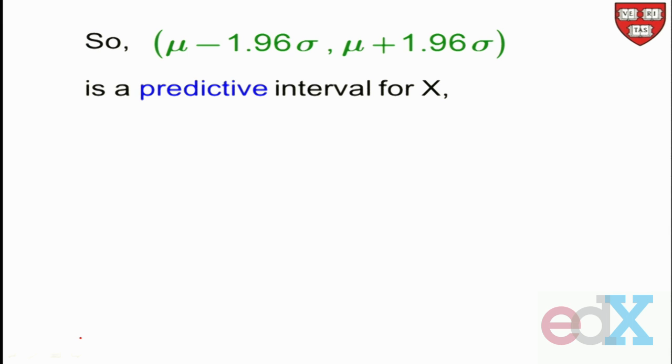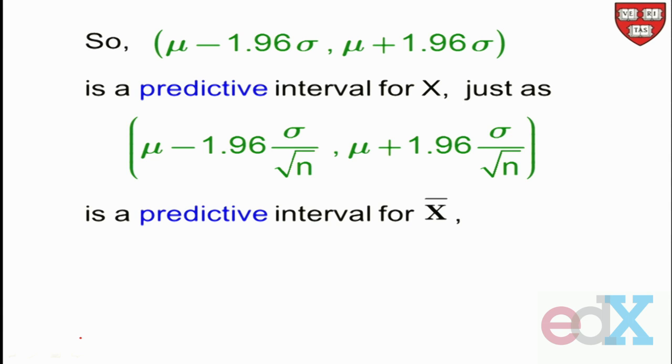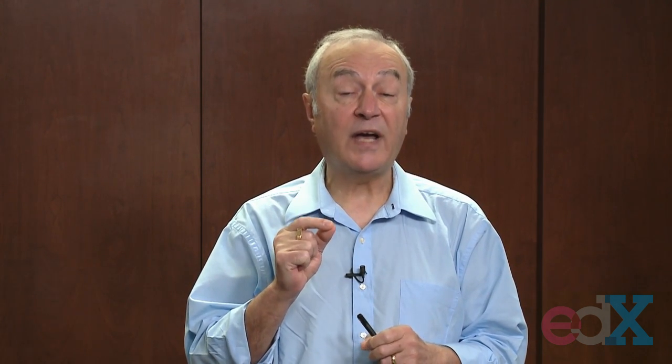What about x bar? Well, x bar, the central limit theorem tells us, is also normally distributed, with the same mean, but with a smaller standard deviation, the standard error. So instead of using sigma, the correct standard deviation would be sigma over the square root of n.